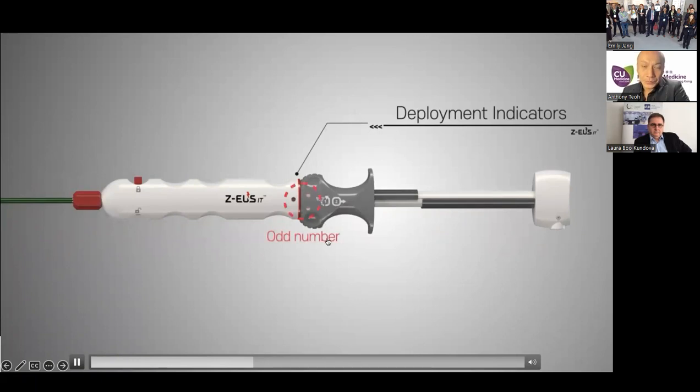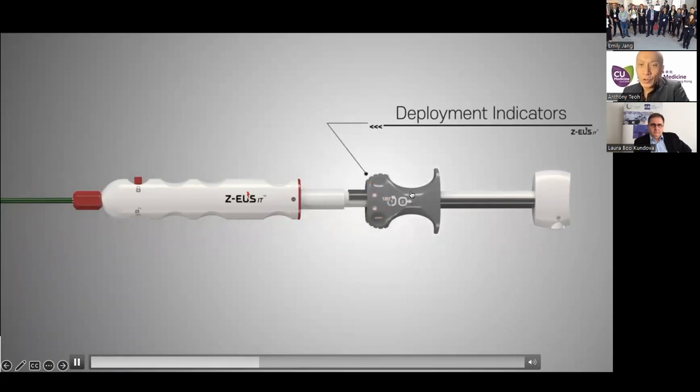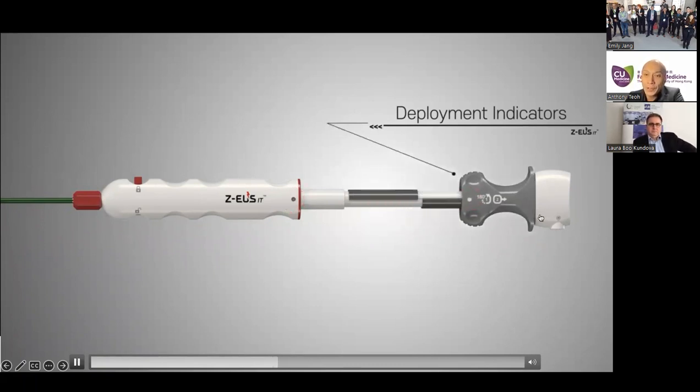The first deployment is ready when you see odd numbers of deployment indicators, and you open this. To deploy the proximal flange, the second deployment is ready when you see even numbers of deployment indicators, and you open it.